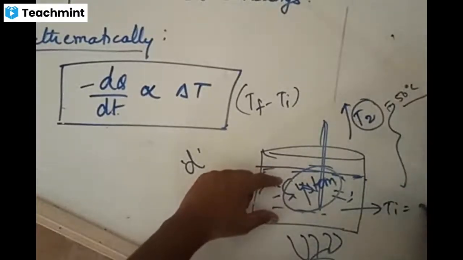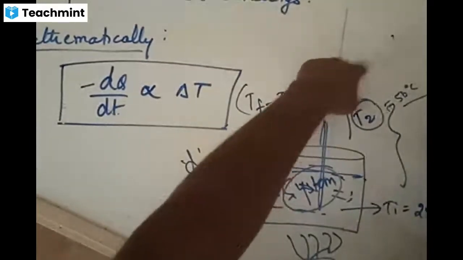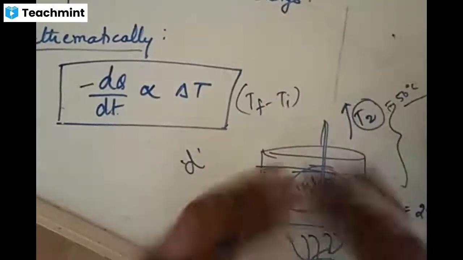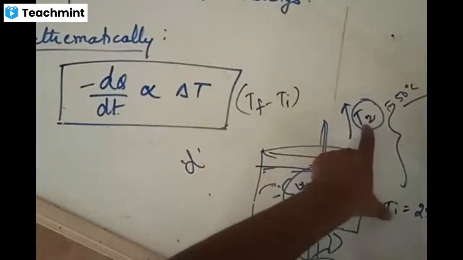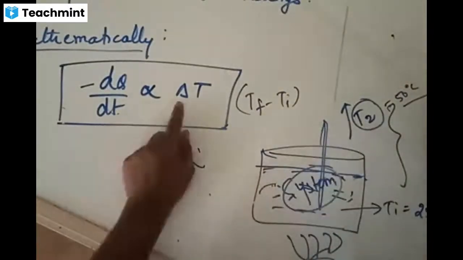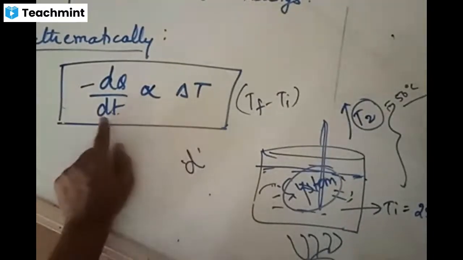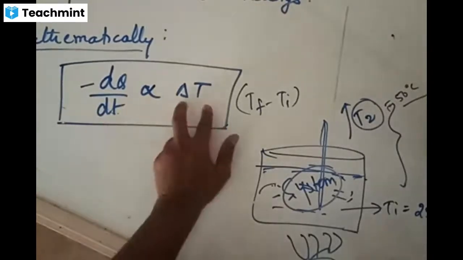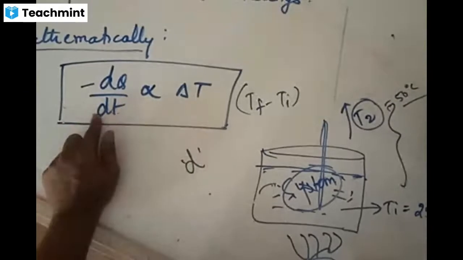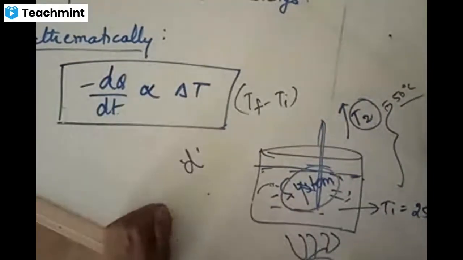Let us say the initial temperature is 25 and the final temperature obtained is T2, which is 50. How much loss takes place depends upon this temperature difference. If the temperature difference is more, it loses more. If the temperature difference is 60, it loses according to that. That is the rate at which the decrement takes place. If the temperature difference is more, it reduces at a faster rate. If the temperature difference is less, it decreases less fast.